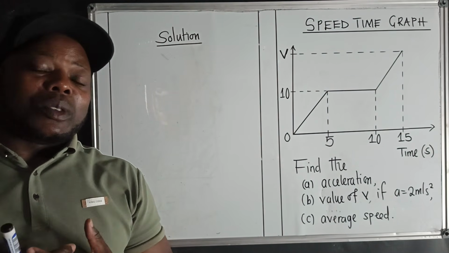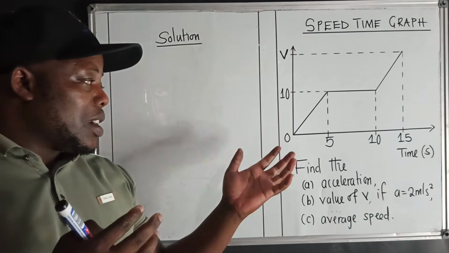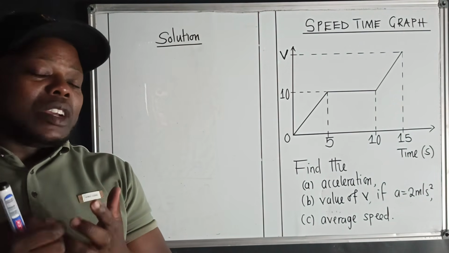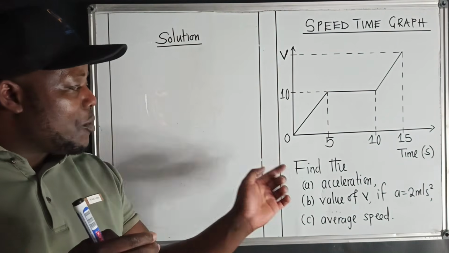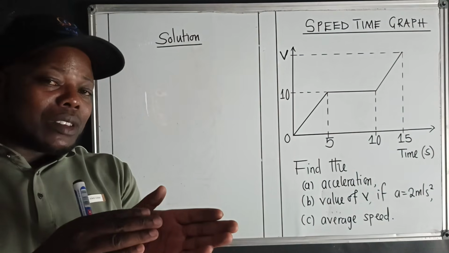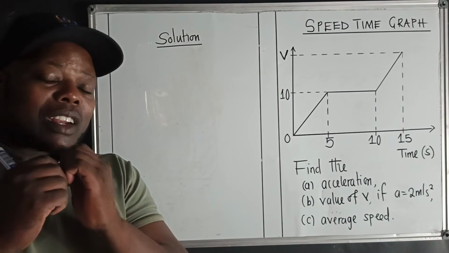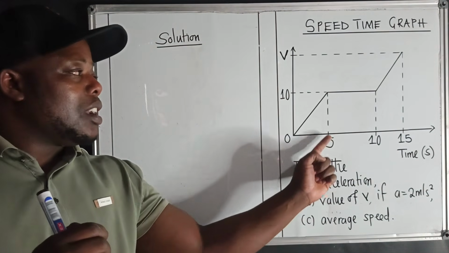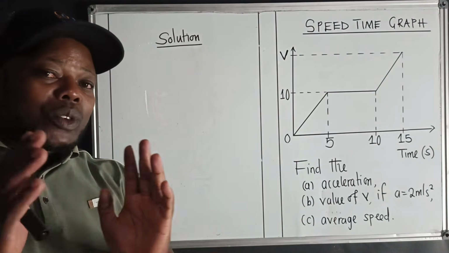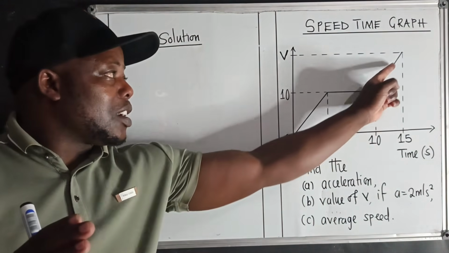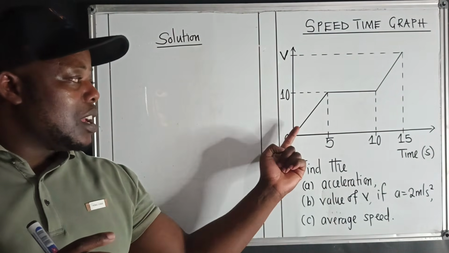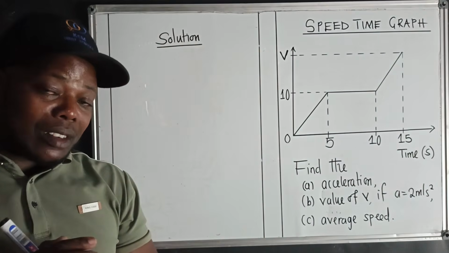This is Sichamba Jacob, and we've got a question right here. It's under speed-time graph. The first question says find the acceleration. We just ran out of space. It was supposed to be acceleration in the first 5 seconds. So this is the acceleration we are looking for. One quick thing: there is another acceleration here, so keep in mind that you're looking for the acceleration in the first 5 seconds.